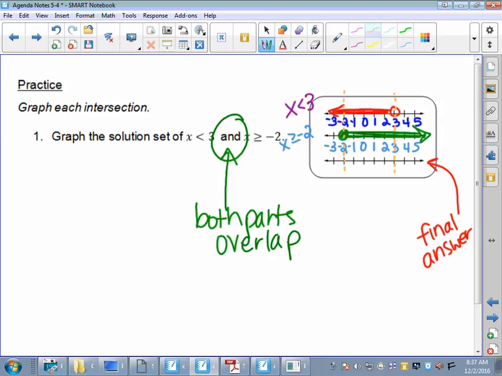So at negative 2, I'm going to have a closed circle. At positive 3, I'm going to have an open circle. And the only overlap, or the double shading part, is in between those two. So my final answer is that bottom number line that has a closed circle at negative 2, an open circle at 3, and everything shaded in between. That's how we graph an intersection, or an "and," in our compound inequality.